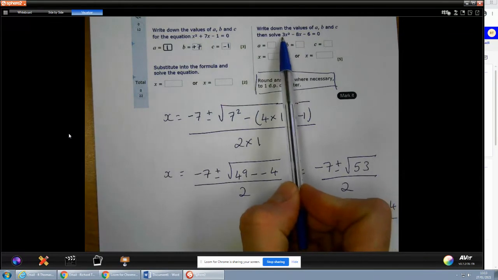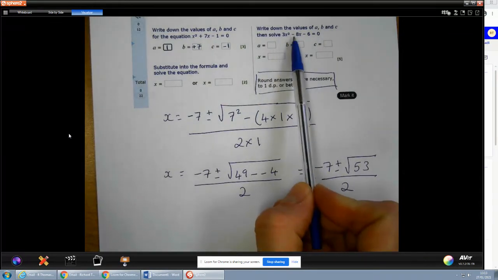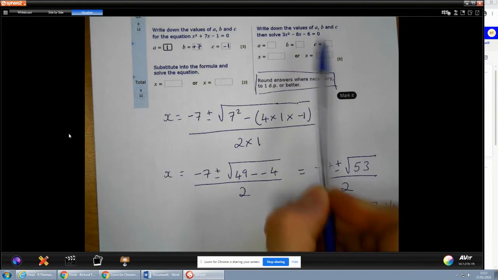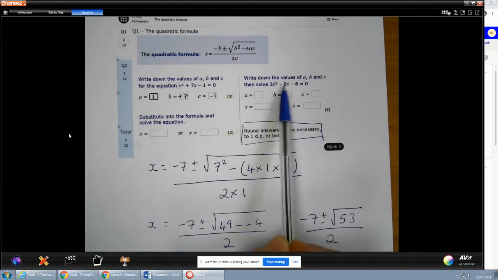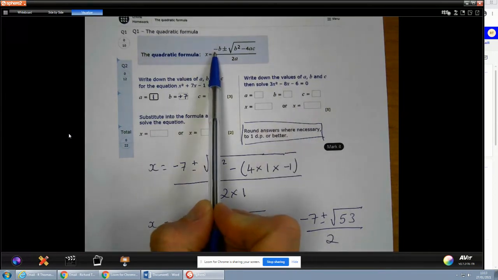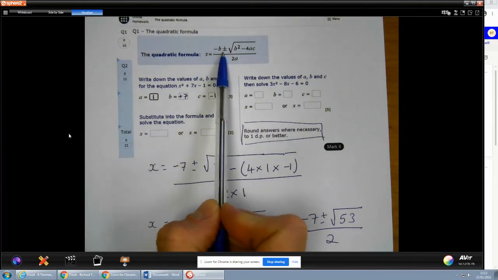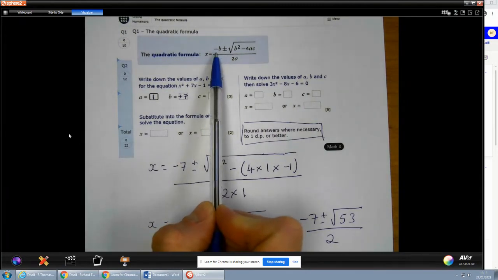In this case, A is 3. In this case, B is minus 8. And in this case, C is minus 6. I will say be careful with this value of b. If b is minus 8, when you put it in at the start, that's minus 8, which is plus 8. So be careful with that, right? For this question here, my first value there would be plus 8 because it's minus.